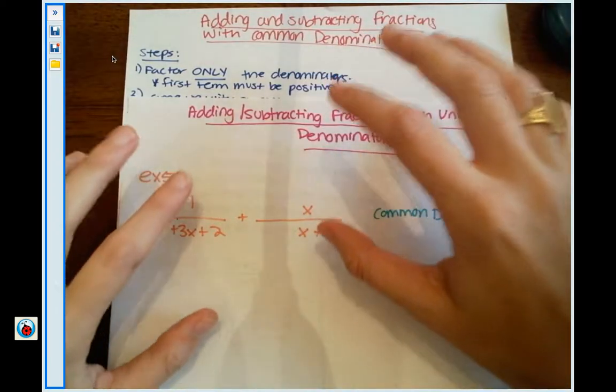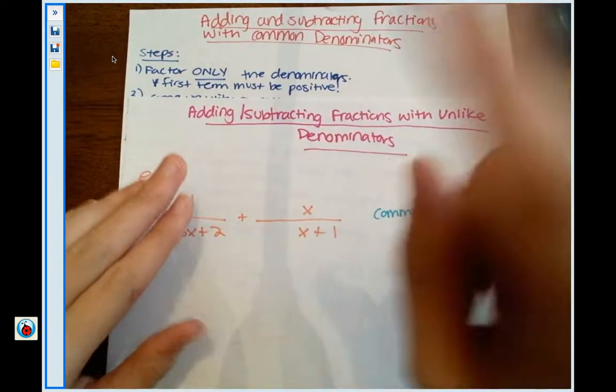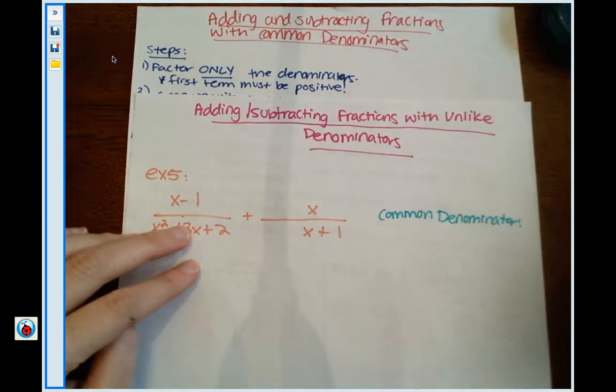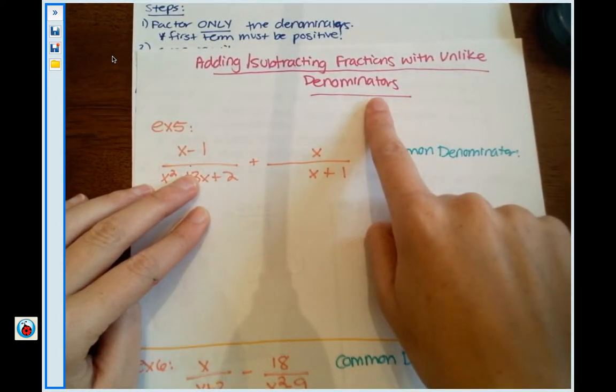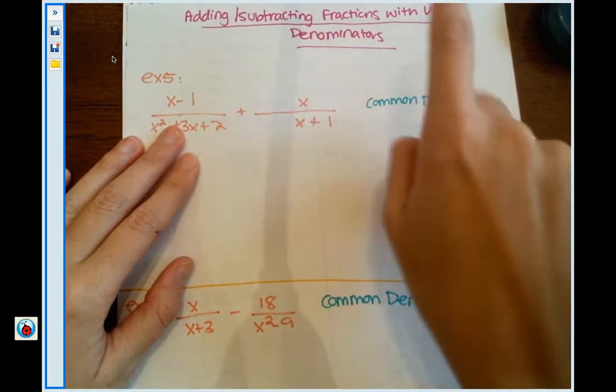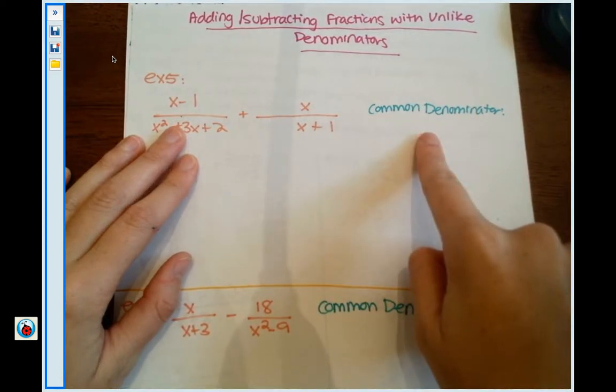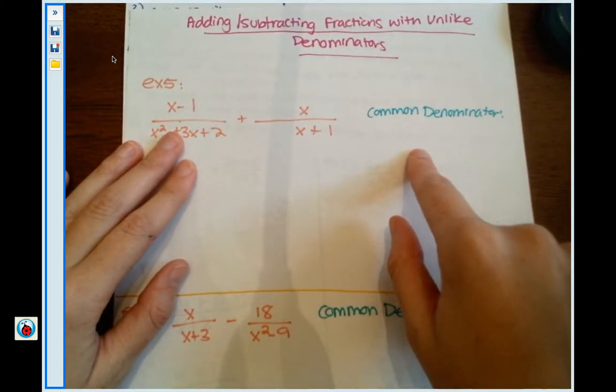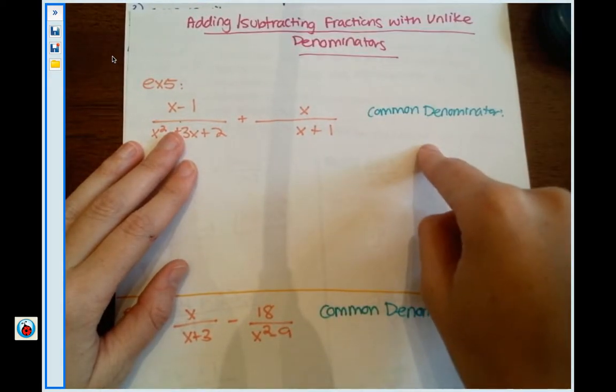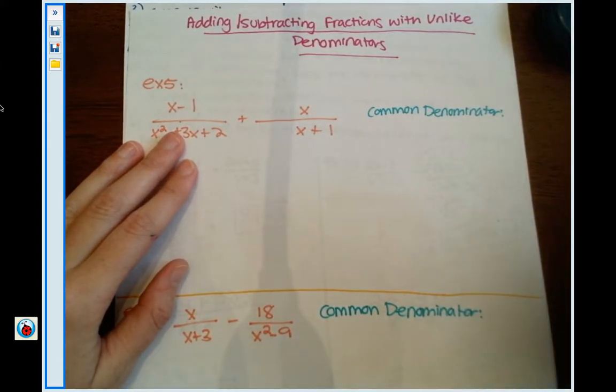Oh man, you guys, this is the ultimate problem. We are now adding and subtracting fractions with unlike denominators. So guess what, you guys? We will eventually have to get a common denominator, and we're going to use the skills from example 3 and 4 to help us get a common denominator.